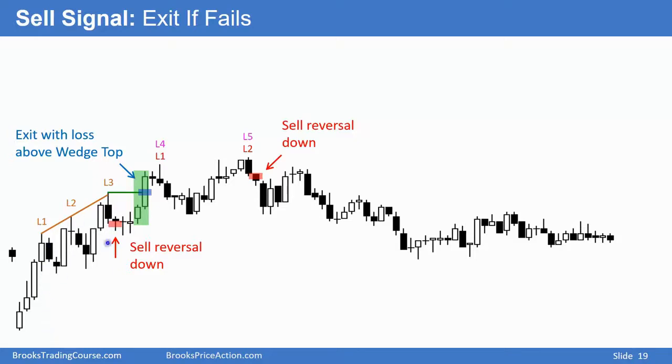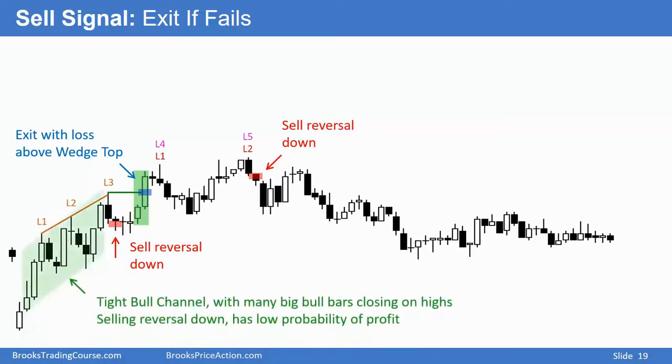A lot of bull bars, pretty tight channel, really not a very high probability short. However, it's a reasonable short, and whenever you take a reasonable trade, if you manage it correctly, 90% of the time, a good trader can avoid a loss and usually make a profit.